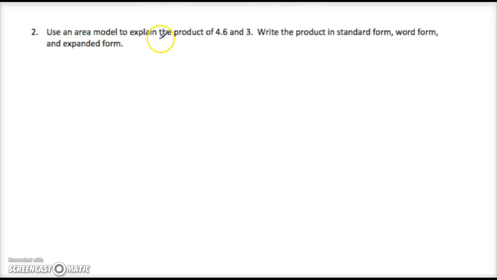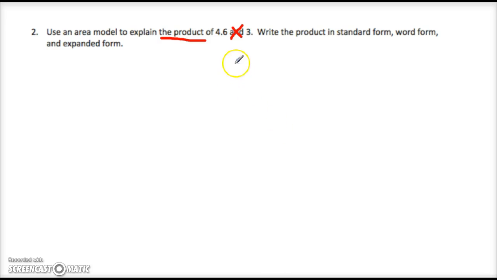I think a lot of us might have gotten hung up on the words the product. All product means is the answer to a multiplication question. Product is the name we give to the answer when we multiply, just like we call the answer to addition a sum, the answer to subtraction a difference, the answer to division a quotient. The answer to multiplication is the product. So when we say the product of 4.6 and 3, we're really saying take 4.6 and multiply it times 3.